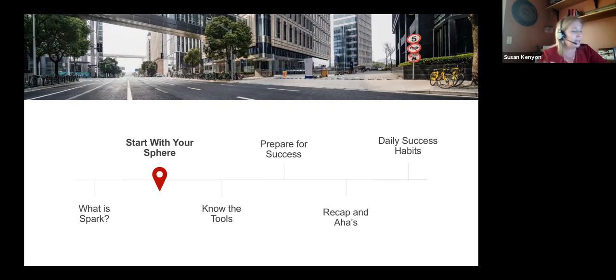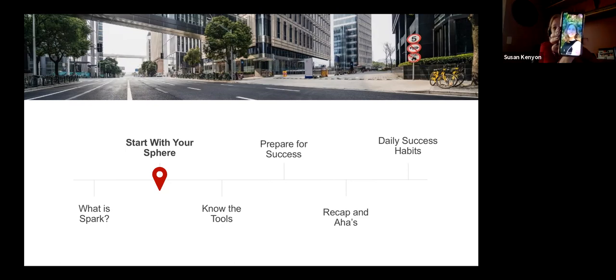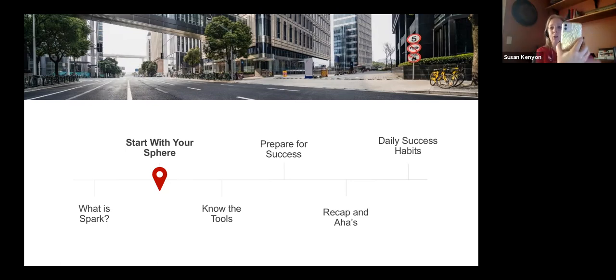That's why, if you don't like to talk to strangers, start with your sphere. If you don't know who to talk to from your sphere, you have an awesome tool right here. Pick it up, go to your contacts list. I bet you have a ton of them.